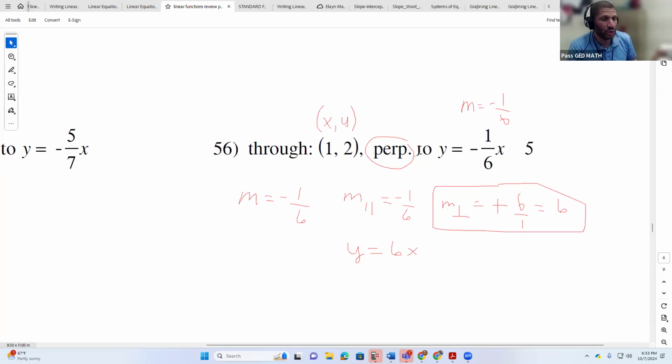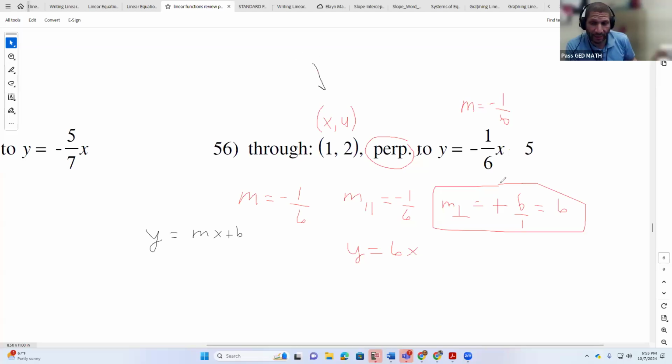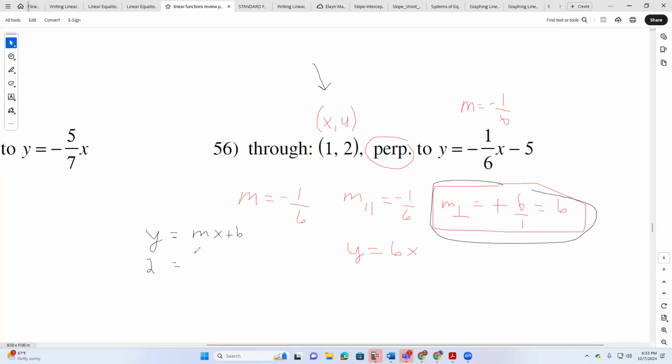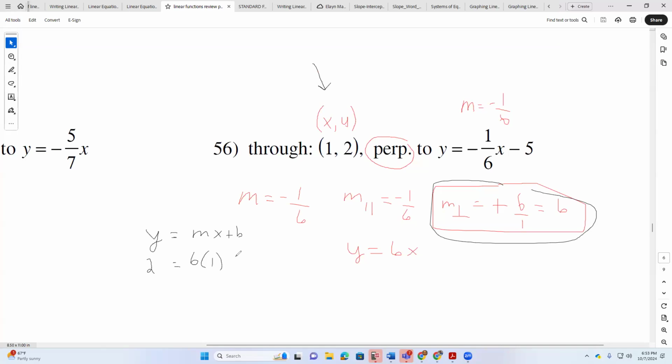So we're going to do the same exact thing. y equals mx plus b. But I'm going to use my point, and this time I'm going to use my slope of the perpendicular line. So my y is 2. My slope is 6. My x is 1, plus b.